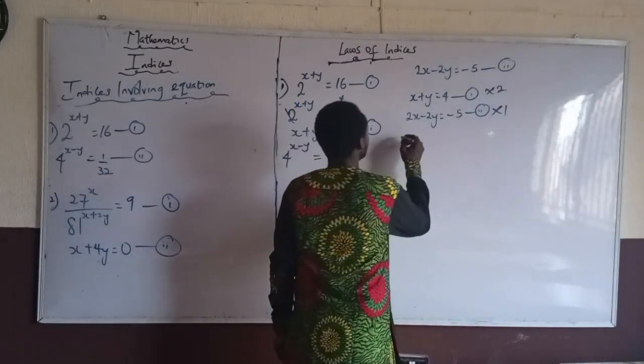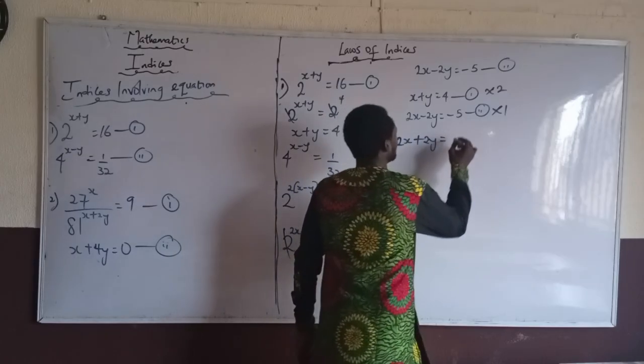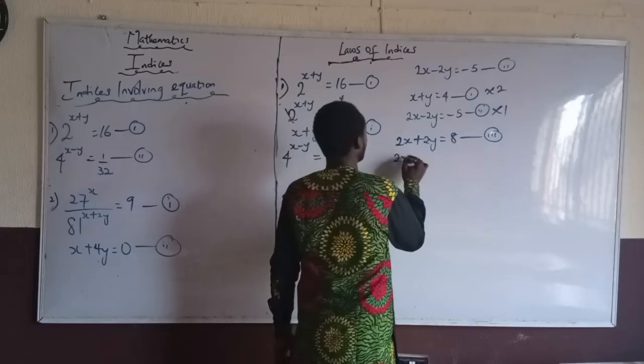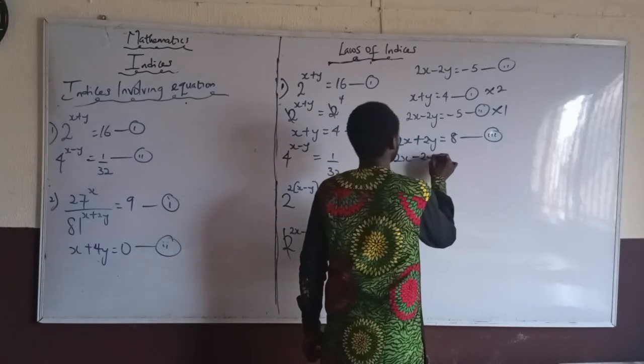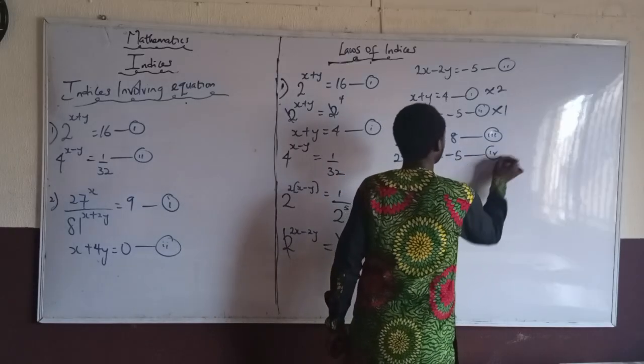So 2 times x is 2x. 2 times y is 2y. 2 times 4 is 8. I'll call this equation 3. 1 times 2x is 2x. 1 times minus 2y, minus 2y. 1 times minus 5, minus 5, equation 4.